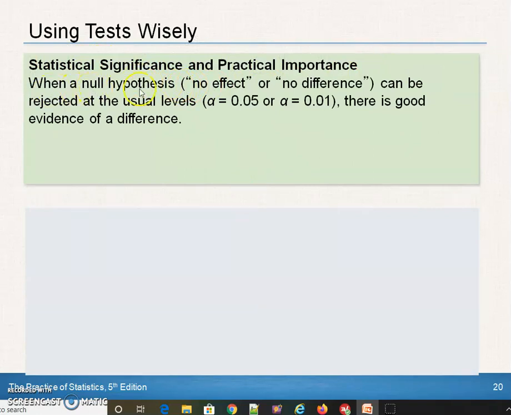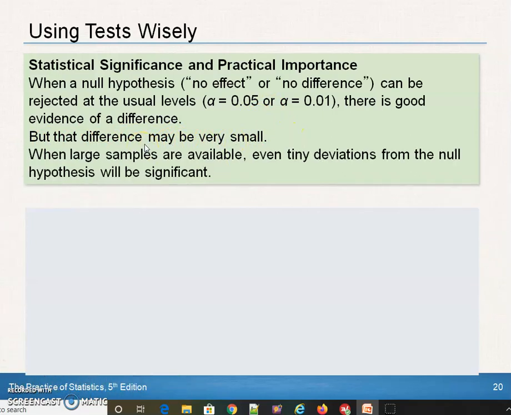Practical importance. When the null hypothesis, no effect or no difference, can be rejected at the usual levels, there's good evidence of a difference. Don't go crazy by making these so small that you reject things or so big that you reject them. These are the normal 0.05 and 0.01 levels. The difference may be very small, though. And when large samples are available, even tiny deviations from the null will be significant. So now large samples can be a problem. So how do you use these wisely?